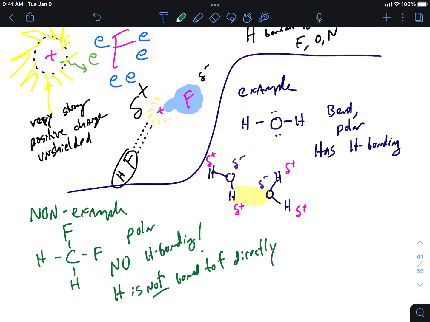And that is a critical difference. So you have to look for that, okay? Just because a molecule has both H and F or H and O or H and N, it doesn't mean it's automatically hydrogen bonding. You have to see where they're bonded.